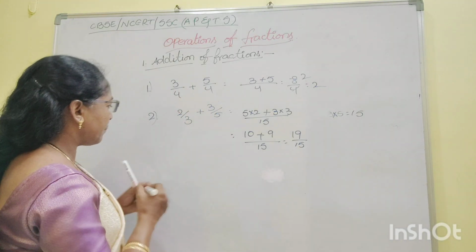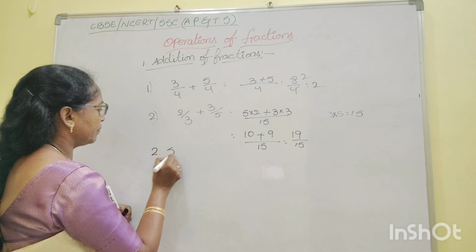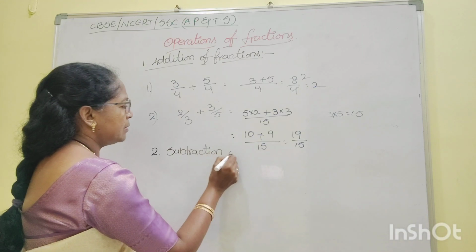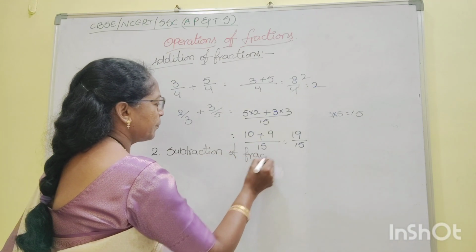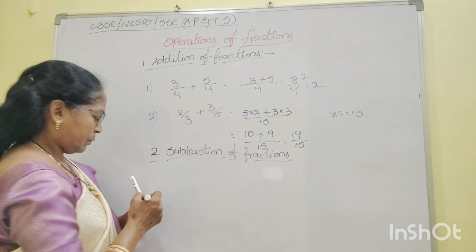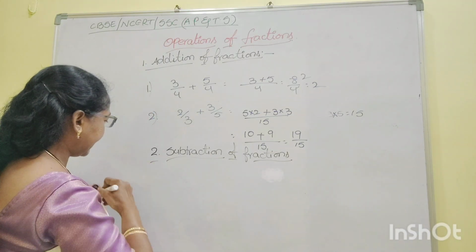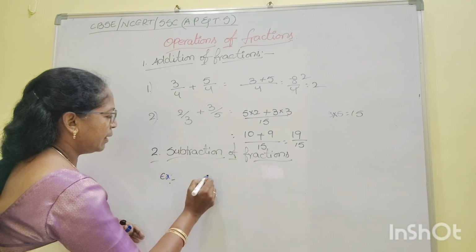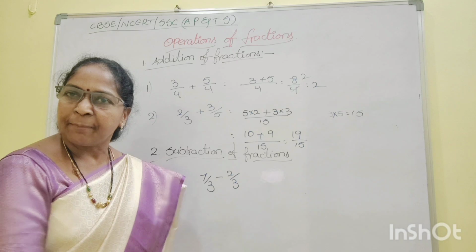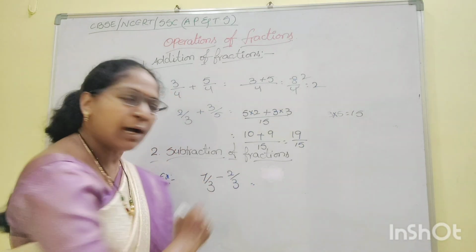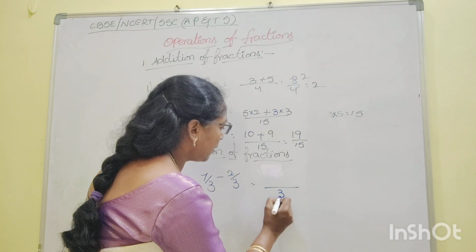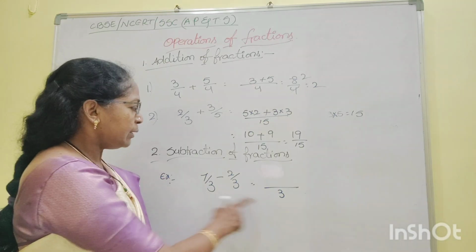I will explain subtraction of fractions also. Subtraction of fractions. Here, in this example, 7 by 3 minus 2 by 3. Subtract. Now here these two are like fractions, so the LCM value is the same. The denominator you have to consider as the LCM. So 3 is the LCM.